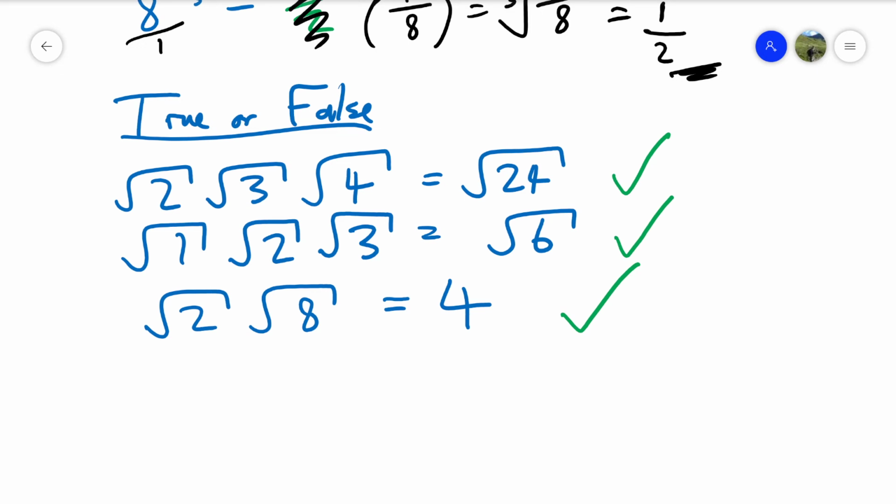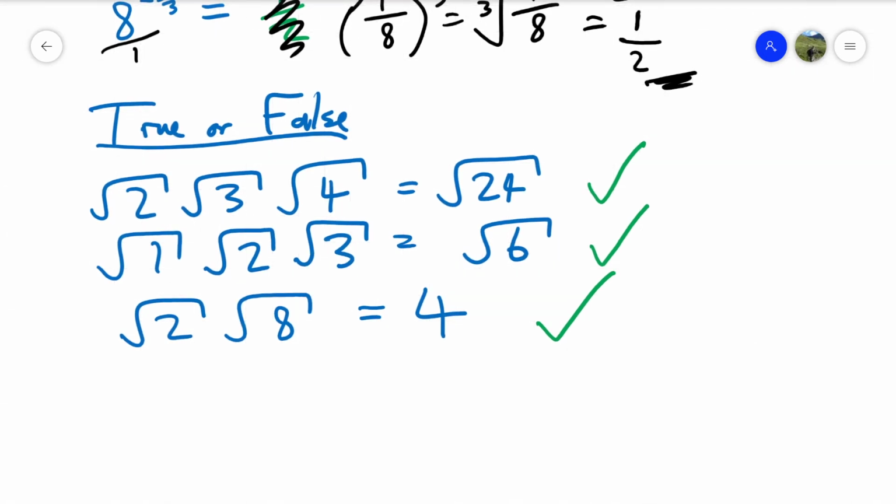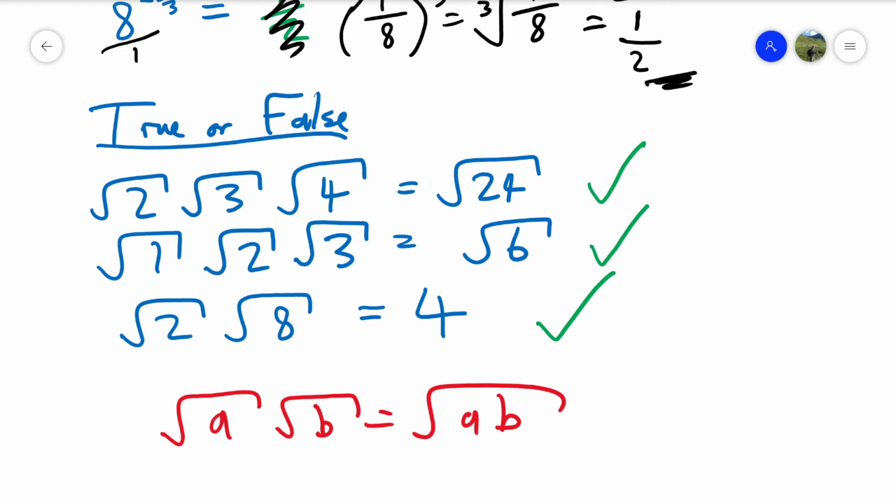I'm now going to double check them. I just tried to do that in my head. Now, we know that the square root of A times the square root of B is the square root of AB, yeah? So, that would be the square root of 6, because 2 times 3 is 6. And then 6 times 4, 6, 12, 18, 24, makes the square root of 24. So that one's correct.